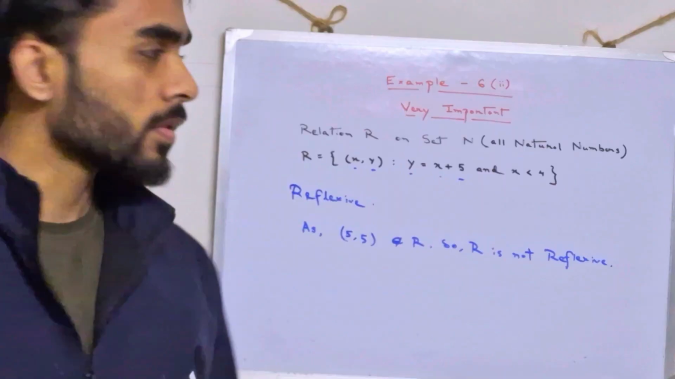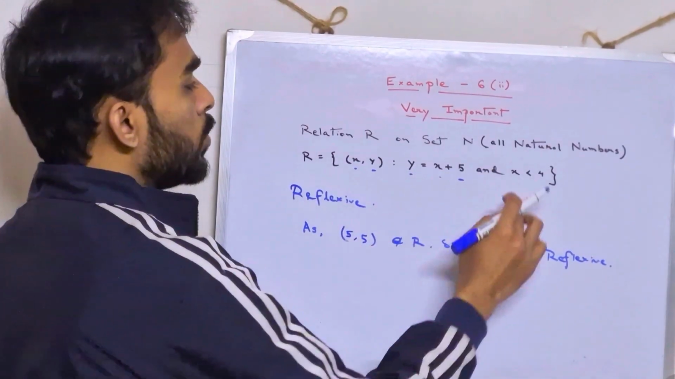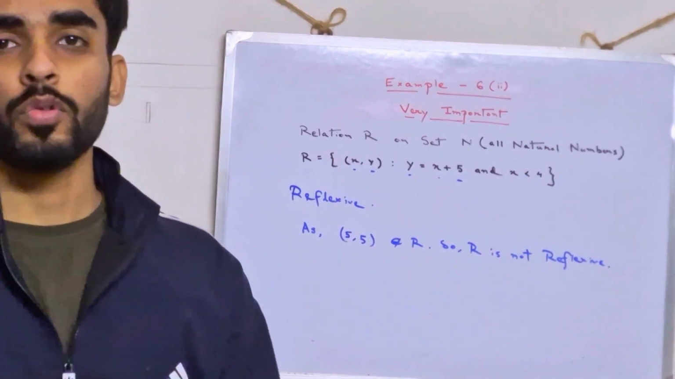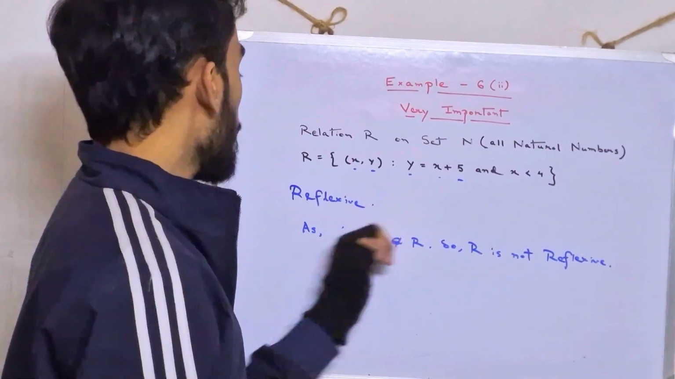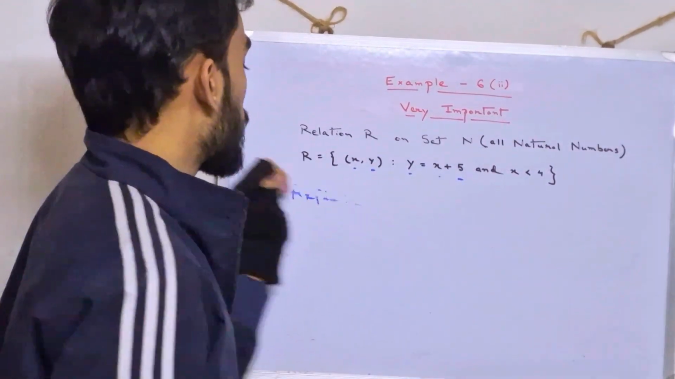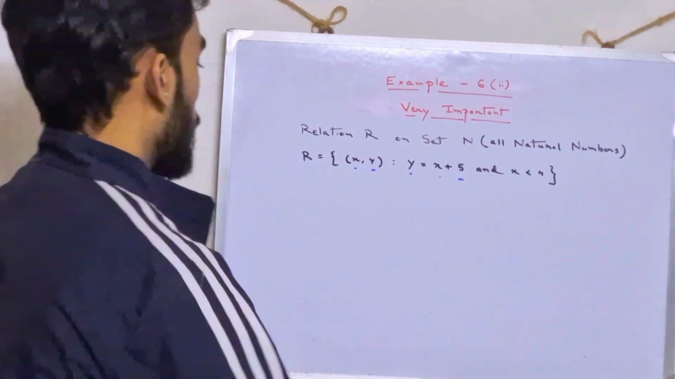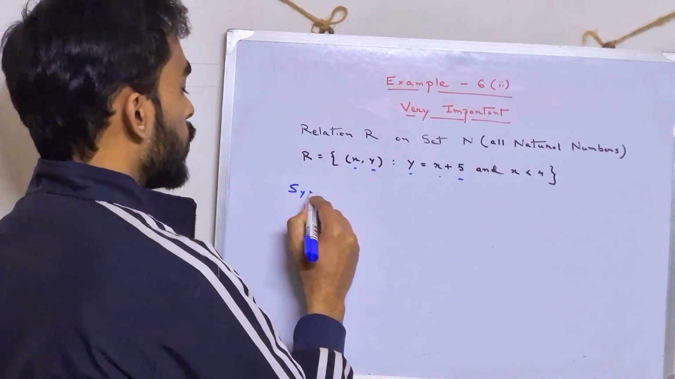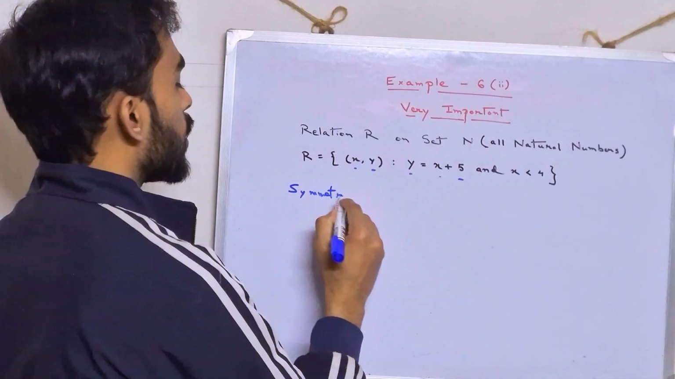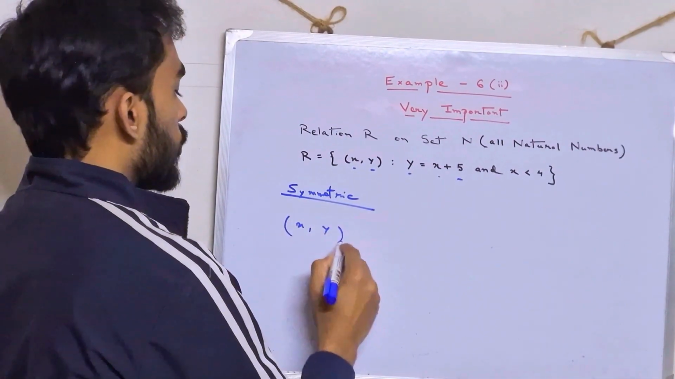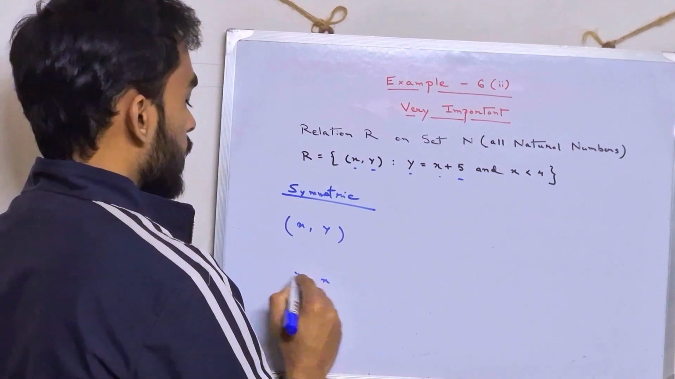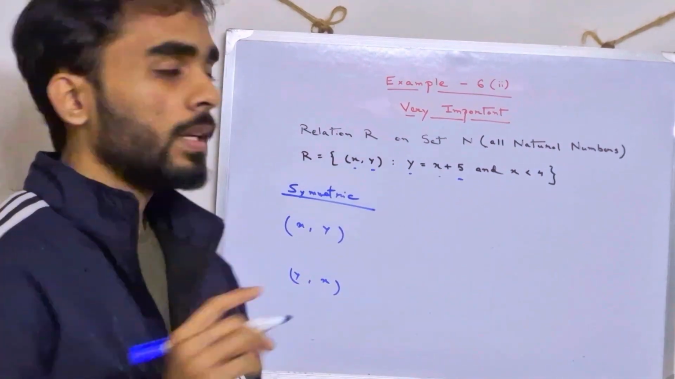No, because see, for the value of x is less than 4, we cannot use a value of greater than 4. Okay, so next let's check if this is symmetric. So how do we prove a relation is symmetric or not? X comma y has to be in the relation, y comma x has to be in the relation, only then.